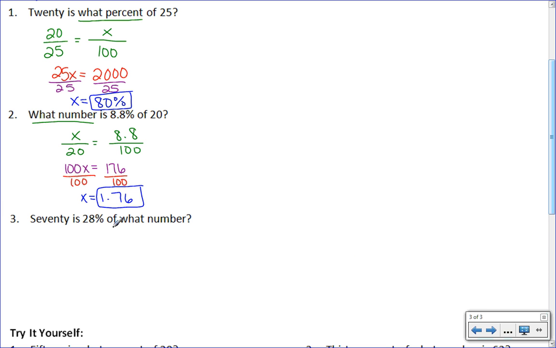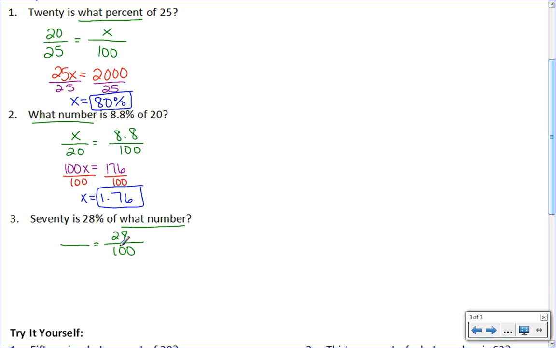And last one, 70 is 28% of what number? Well, again, not sure exactly which one we're looking for, part or whole, but I do see the percent, so I know that goes over 100. Notice in every single one of these, the very first thing I did was to put the percent over 100. This will keep you, hopefully, from mixing up the numbers.